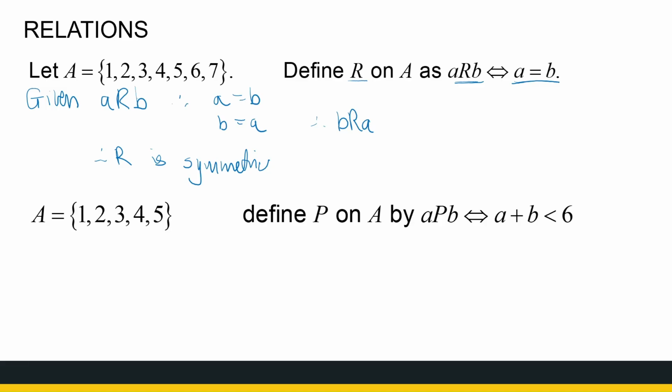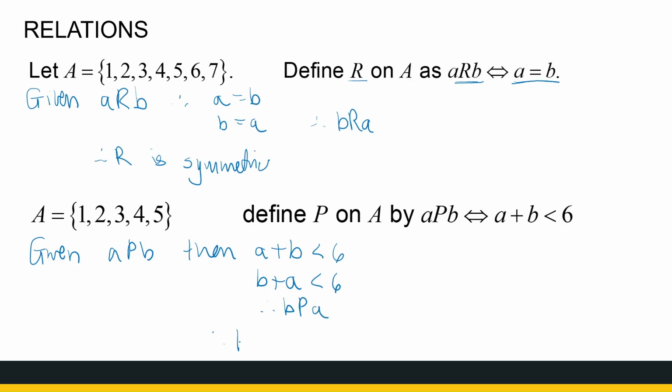So let's look at the next one. aPb. Well, if a plus b is less than 6, will b plus a be less than 6? Well, we know addition is commutative. So this one, if I'm given aPb, then I know a plus b is less than 6. But if a plus b is less than 6, then b plus a is less than 6. So therefore bPa. So I've shown that P is symmetric. So I can swap them around.